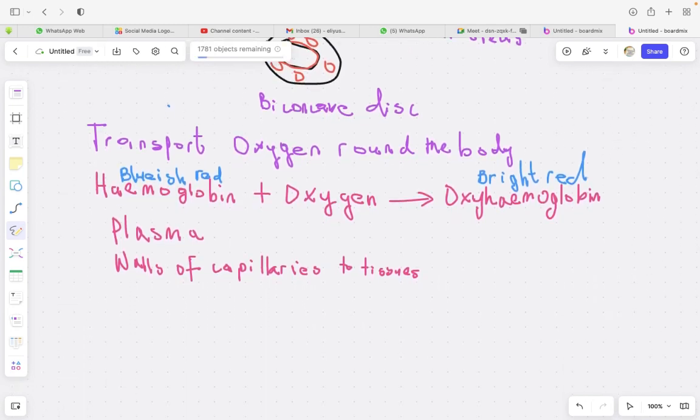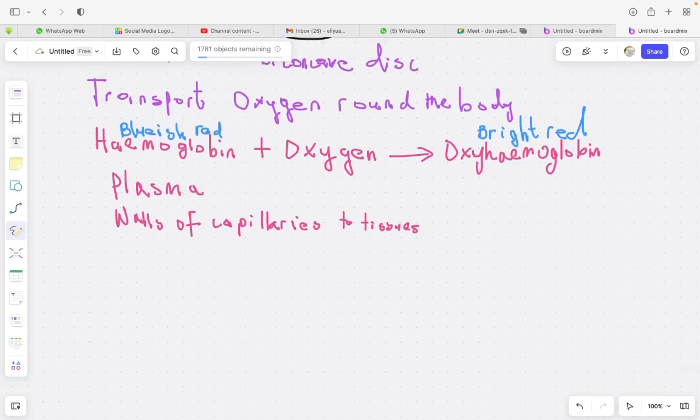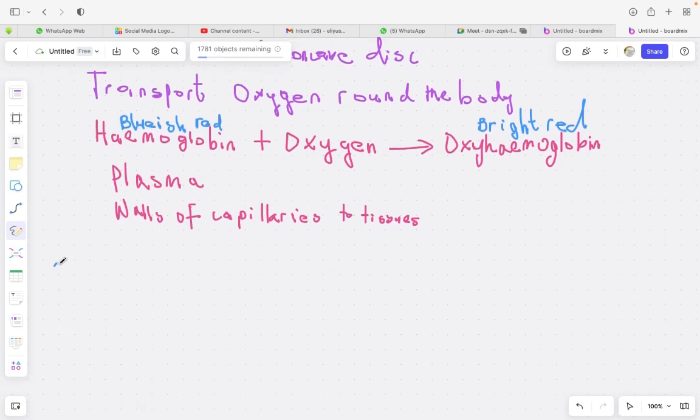Now let's go to the second part of the components of the blood, called the white blood cells. These cells are larger than the red blood cells, and hence they have a nucleus. Okay? The white blood cells are larger than the red blood cells, and hence they have a nucleus.